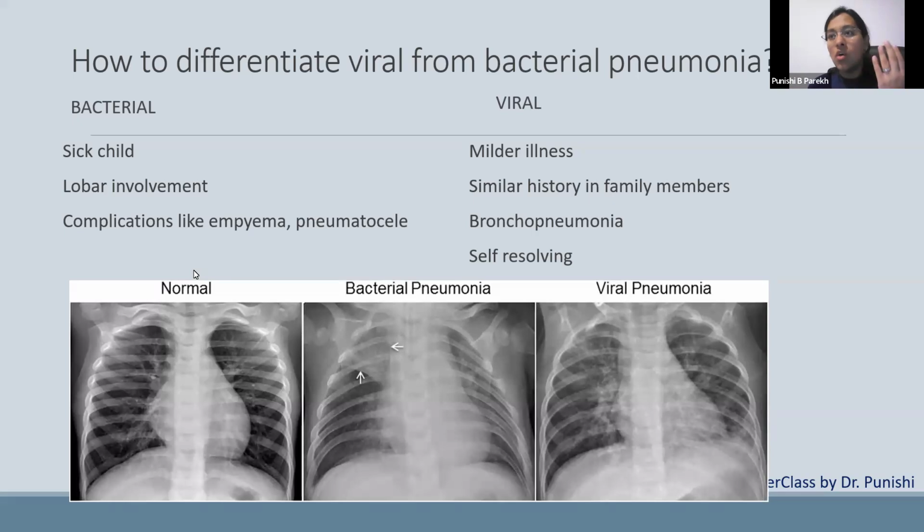They're more of a less severe illness, and the child responds pretty well if it's a viral pneumonia. Now, what is the IMNCI classification of pneumonia?